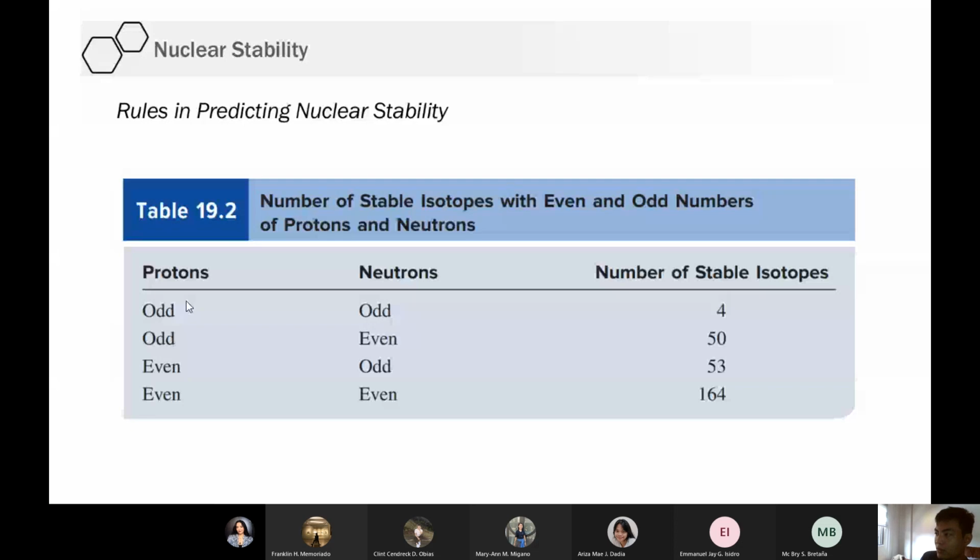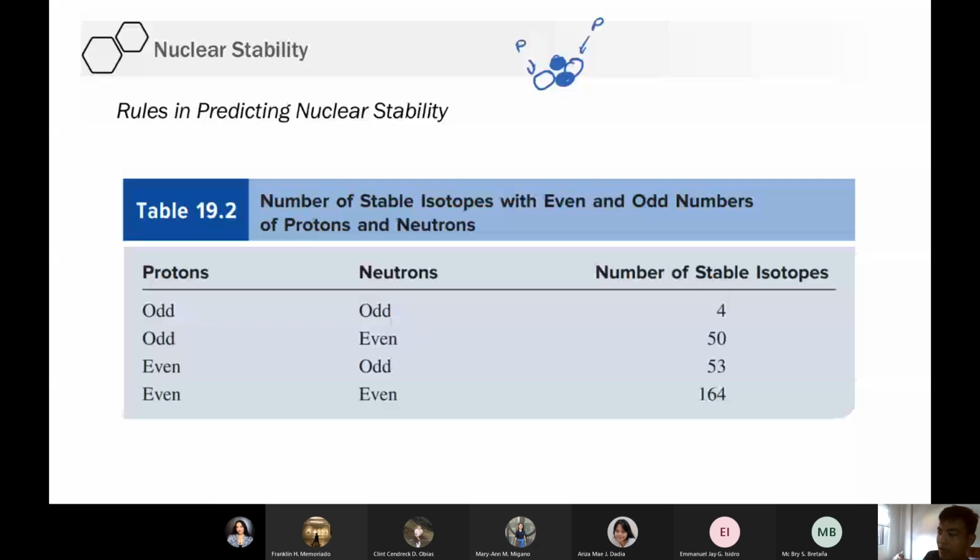Mapapansin mo, if you have even protons, even neutrons, mas maraming stable isotope compared to those who are a mixture of odd, even, or both odd. So mas marami kapag even kaysa sa odd. Okay? So, ano kaya possible reason dito? Possible reason dito is kapag 1-to-1 yung ratio ng proton-neutron, parang may cushion na. Para siyang may cushion na. Okay? So yan. Parang, for example, kunwari, for helium, you have ito, mga protons. Okay, so yun yung mga protons at yung mga neutrons.